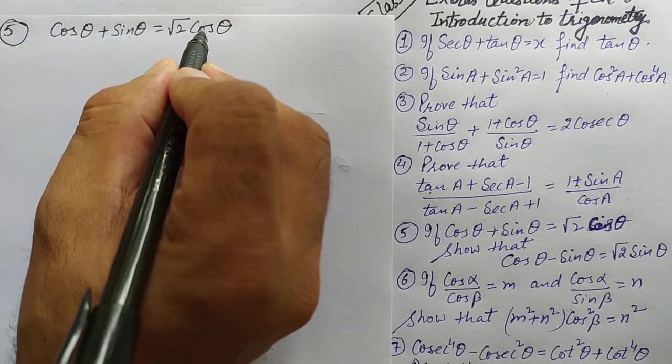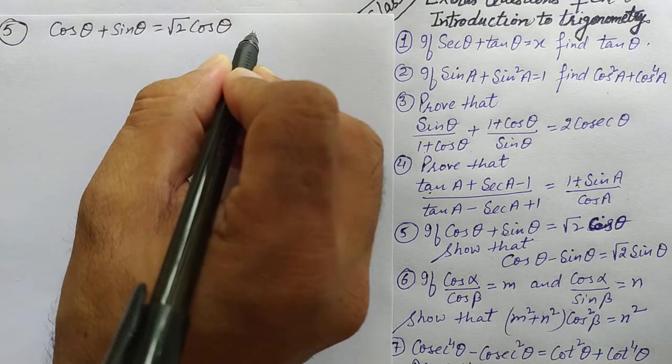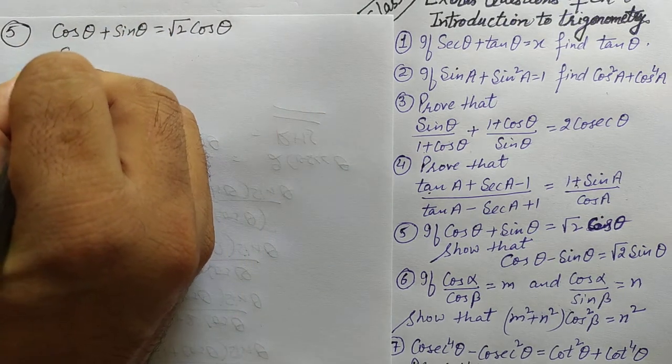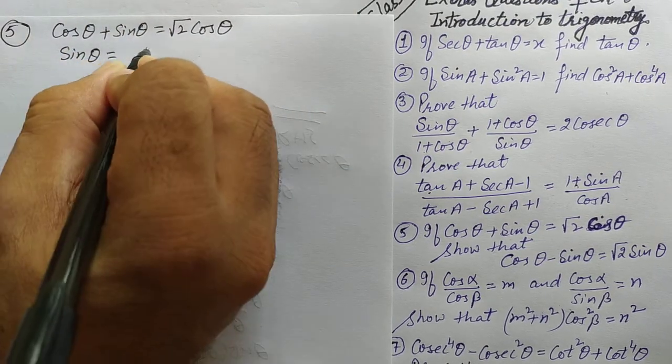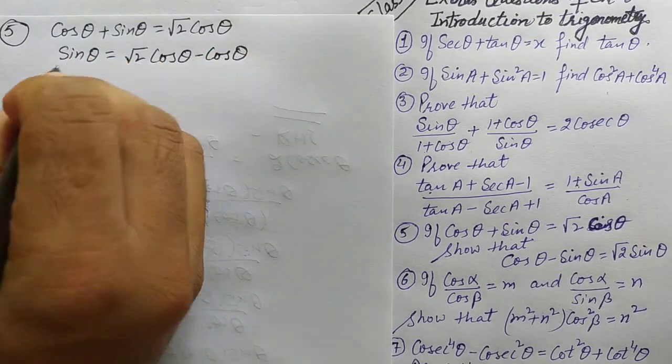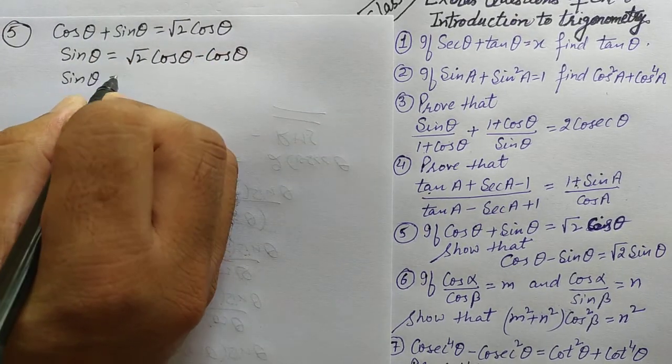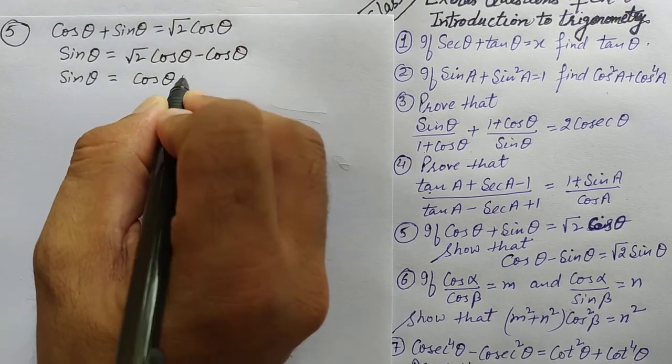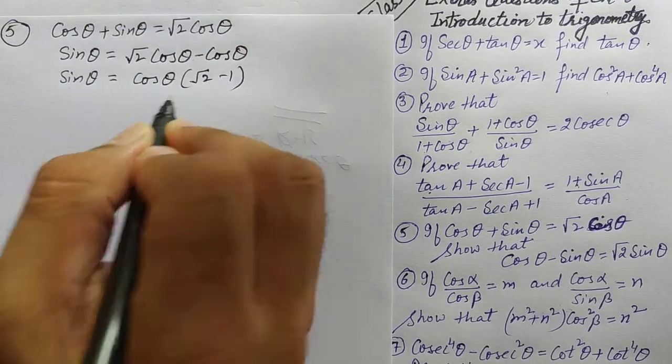So now this is cos. So take this cos also to the right hand side. So it becomes sin theta is equal to root 2 cos theta minus cos theta, right? So in the right hand side you can take common as cos theta. So root 2 minus 1 is left.